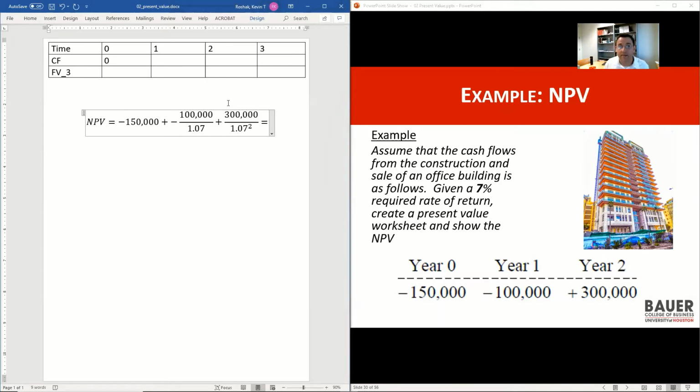Okay, so you put all this into your calculator and you get a positive NPV. So you have minus 150,000, you have minus 93,500, and then finally you get the payoff of about $262,000 at time 2. You can see that the $262,000 is bigger than the sum of the 150 and 93.5. So this is a positive NPV project.